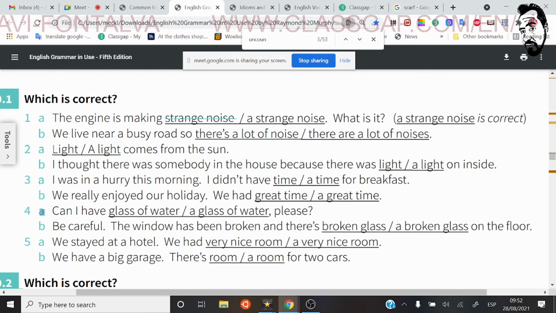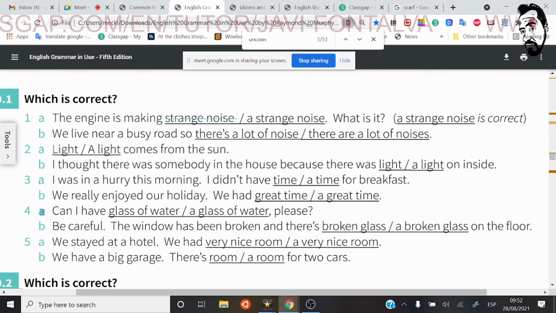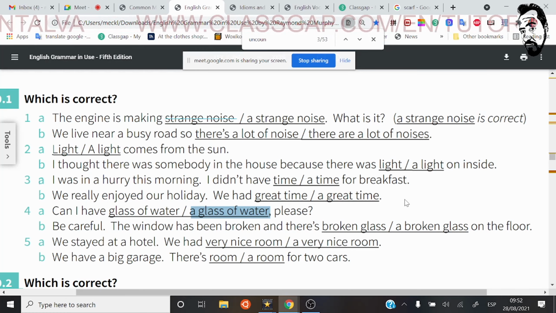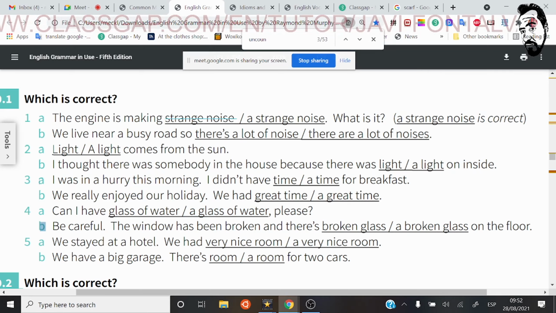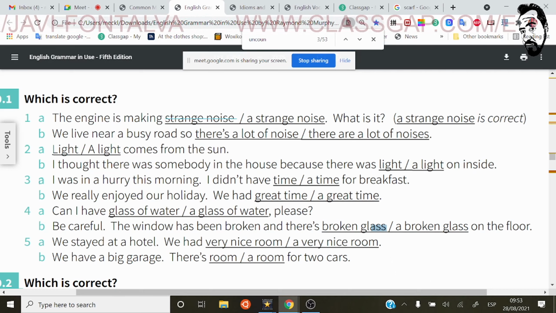4A. Can I have a glass of water, please? A glass of water. So here we say a glass. Okay. 4B. Be careful. The window has been broken and there's broken glass on the floor. Broken glass.